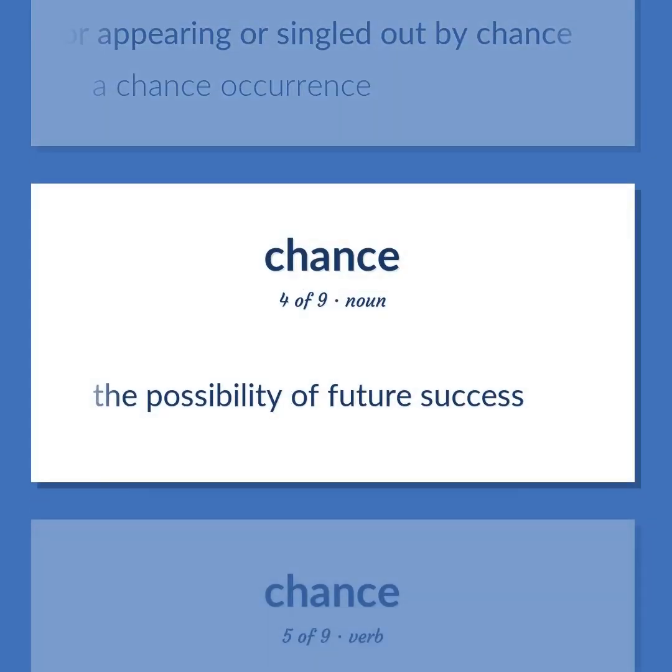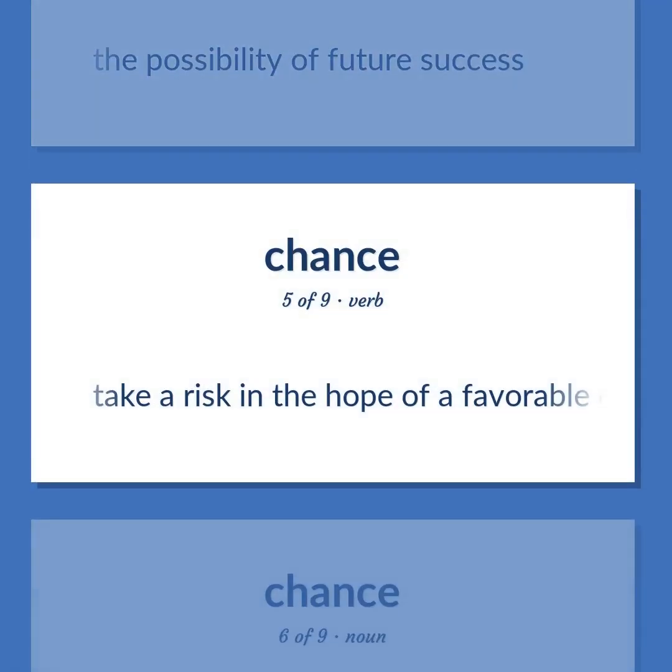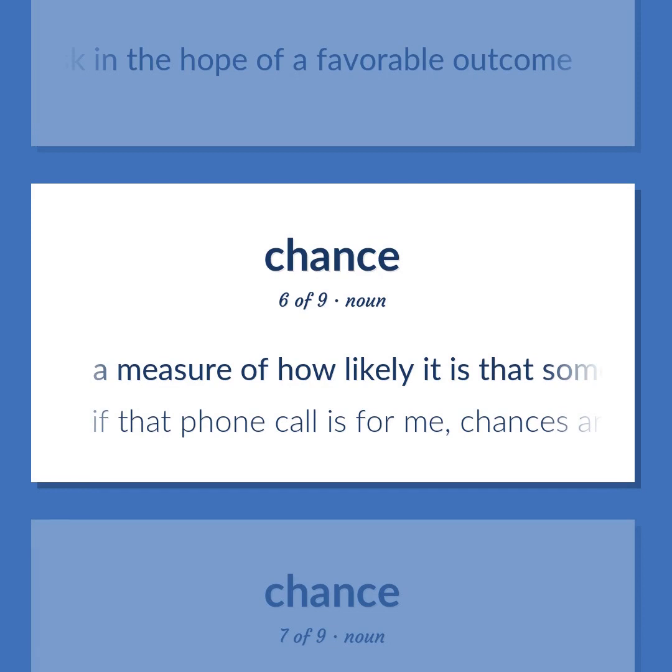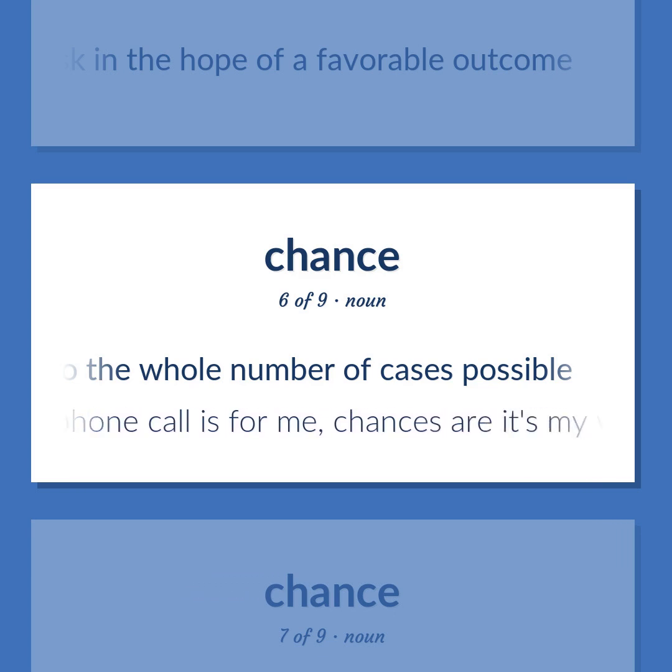The possibility of future success. Take a risk in the hope of a favorable outcome. A measure of how likely it is that some event will occur. A number expressing the ratio of favorable cases to the whole number of cases possible. If that phone call is for me, chances are it's my wife.